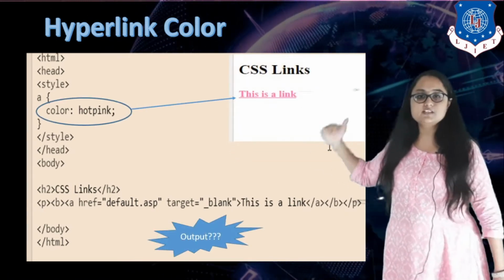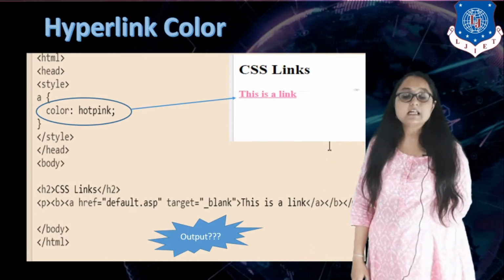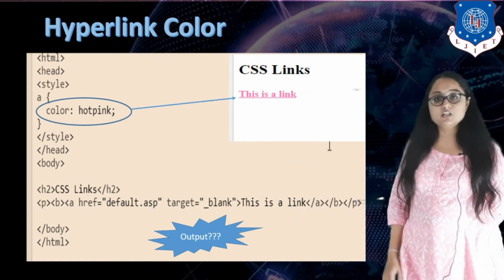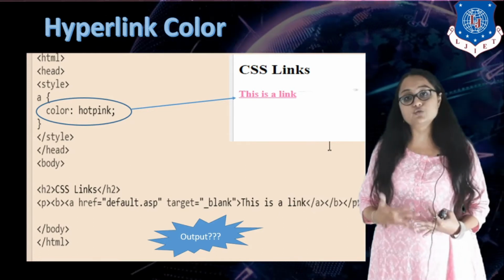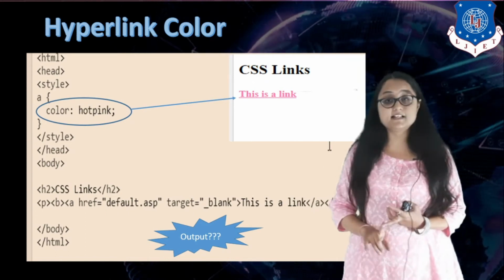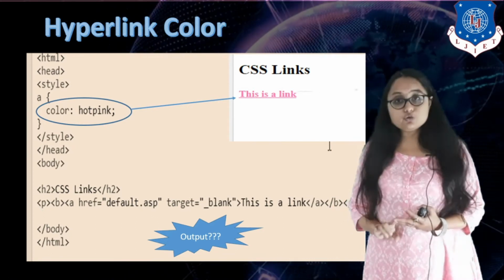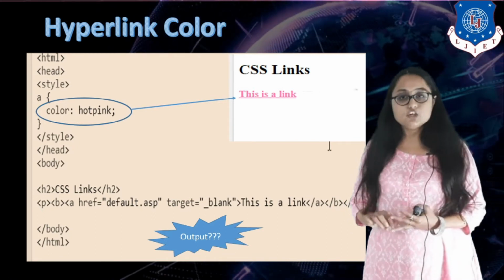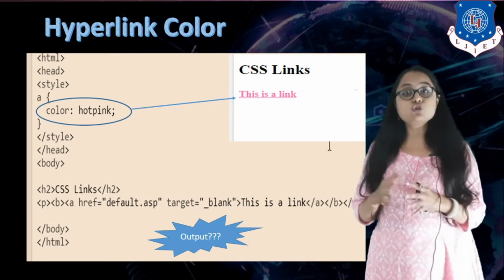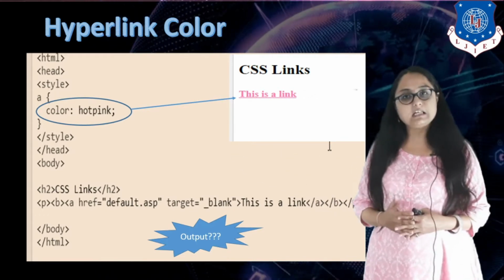So what will be the output? This is my output. You can see that this is a link is displayed in hot pink color instead of blue color. Now again, we have already discussed in how many ways you can give this color. You can give this color using color name that I have given. You can also specify the hexadecimal value. Also, you can specify the RGB format. If you want to understand what is this, you can again go to my font color lecture and understand how to give font color values. So here I have used the color name.